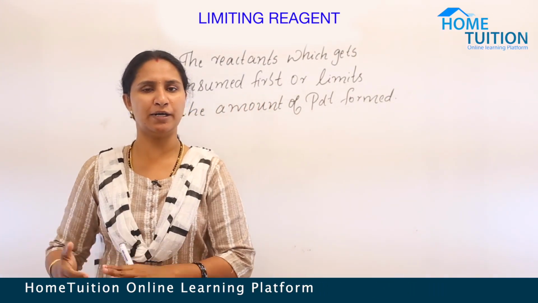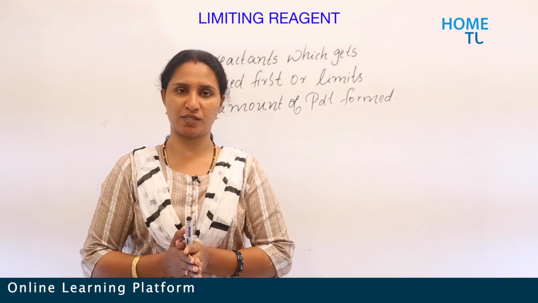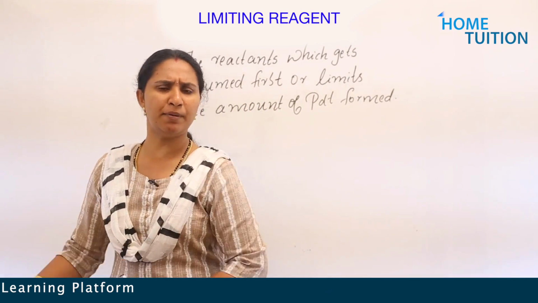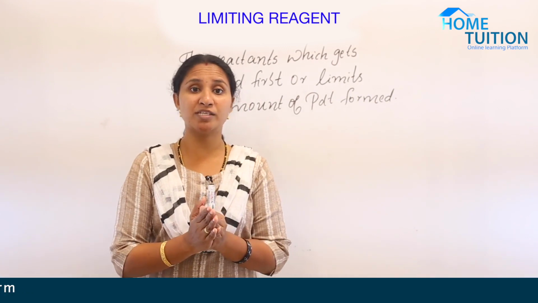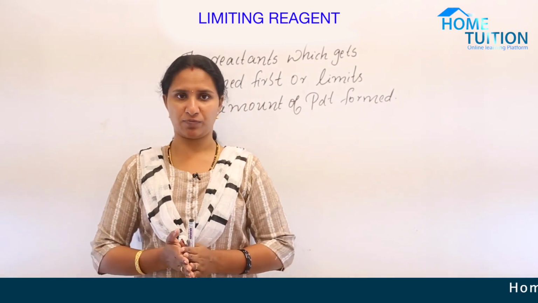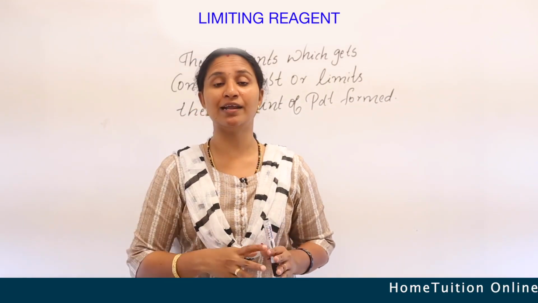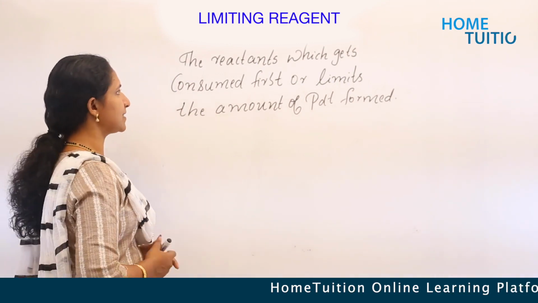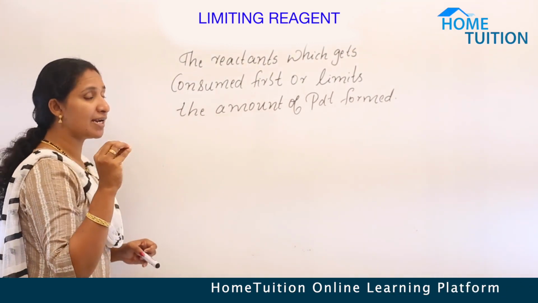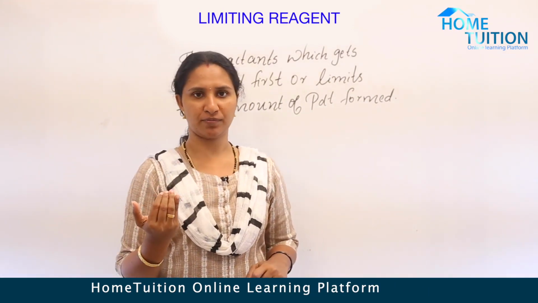For example, if we want to prepare carbon dioxide, we know carbon and oxygen combine together to form what? Carbon dioxide. 10 liter carbon combines with 5 liter oxygen, we get X amount of carbon dioxide. In that reaction, maybe the oxygen finishes first. So we can say oxygen is the limiting reagent. So what is limiting reagent? Yes, the reactant which gets consumed first or limits the amount of product formed.